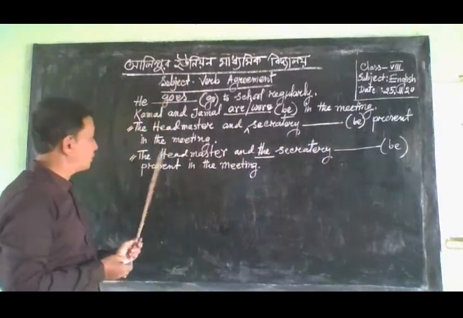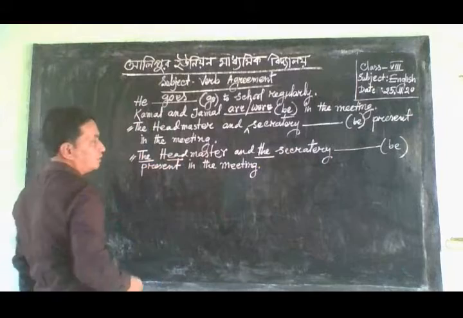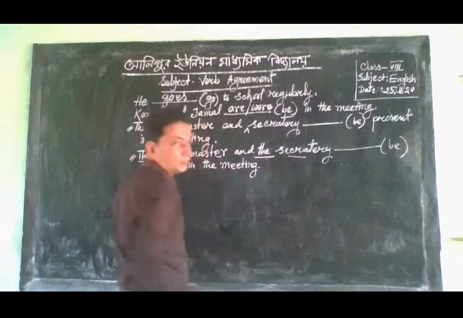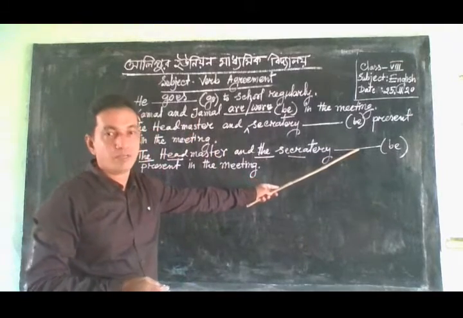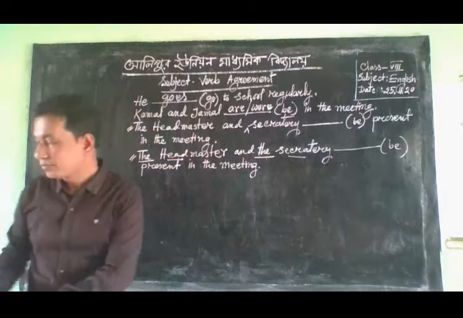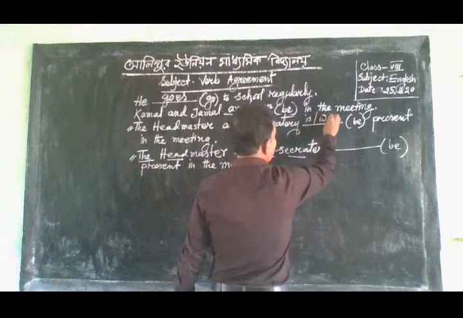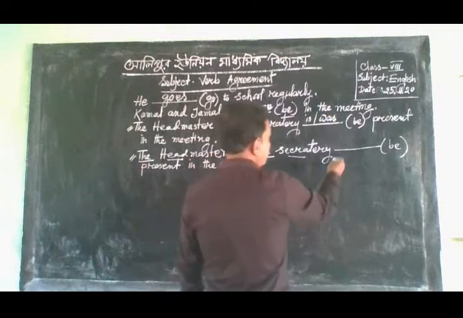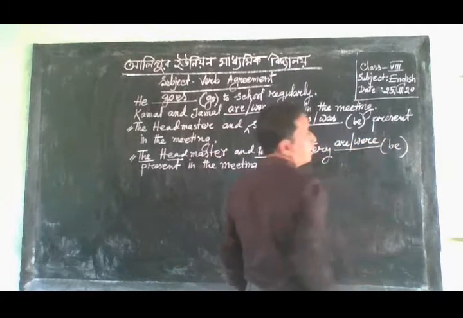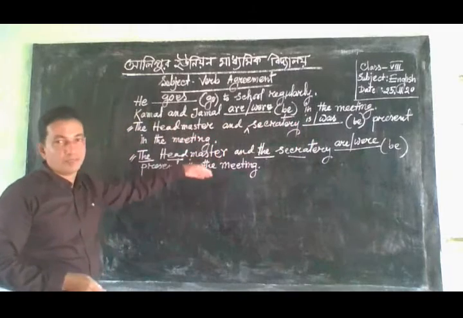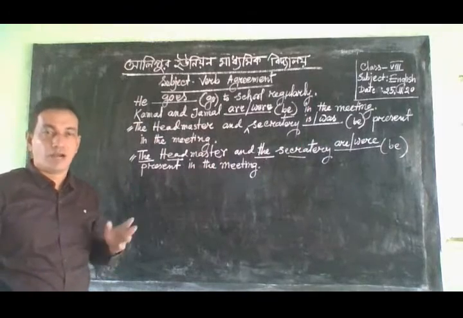But in the second sentence, the headmaster and the secretary, the headmaster takes the article the, and the secretary also takes the article the. So they are not the same person, they are different persons, and that's why the verb should be plural. So we may write was in the first sentence, but in the second sentence are. Why? Because there is some difference between these two sentences, and the only difference is the article.